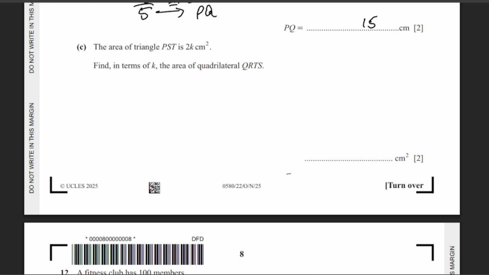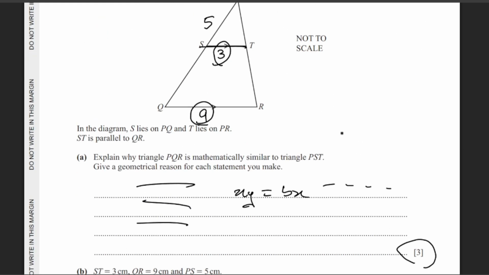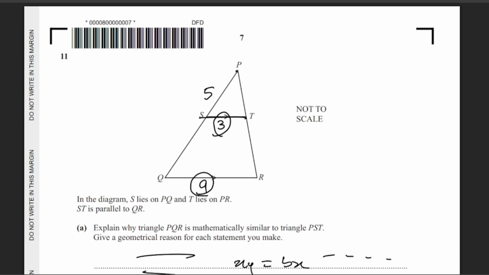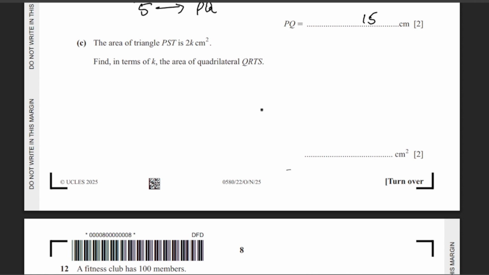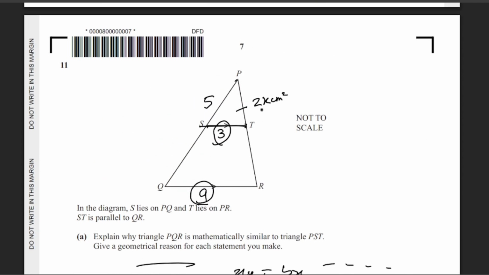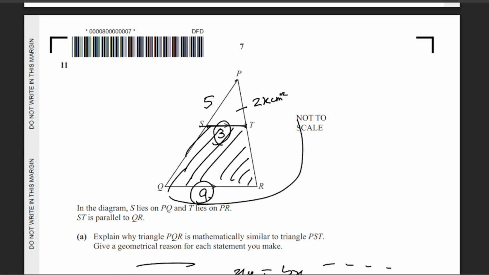The area of triangle PST is 2k centimeters squared. Find, in terms of k, the area of quadrilateral QRTS. All right, let me take a look at this question real quick. PST is this tiny triangle over here, and it says this is 2k centimeters squared. We need to find the area of QRTS, which is basically this part right there. To do that, we're going to have to find the area of the entire triangle, subtract 2k from it, and we will get our final answer.